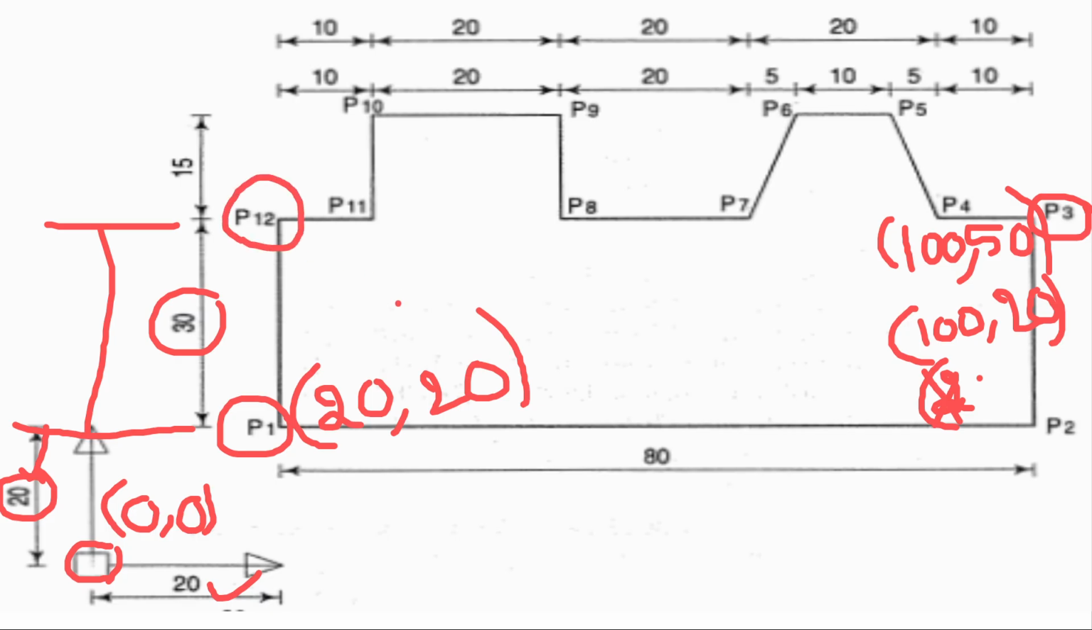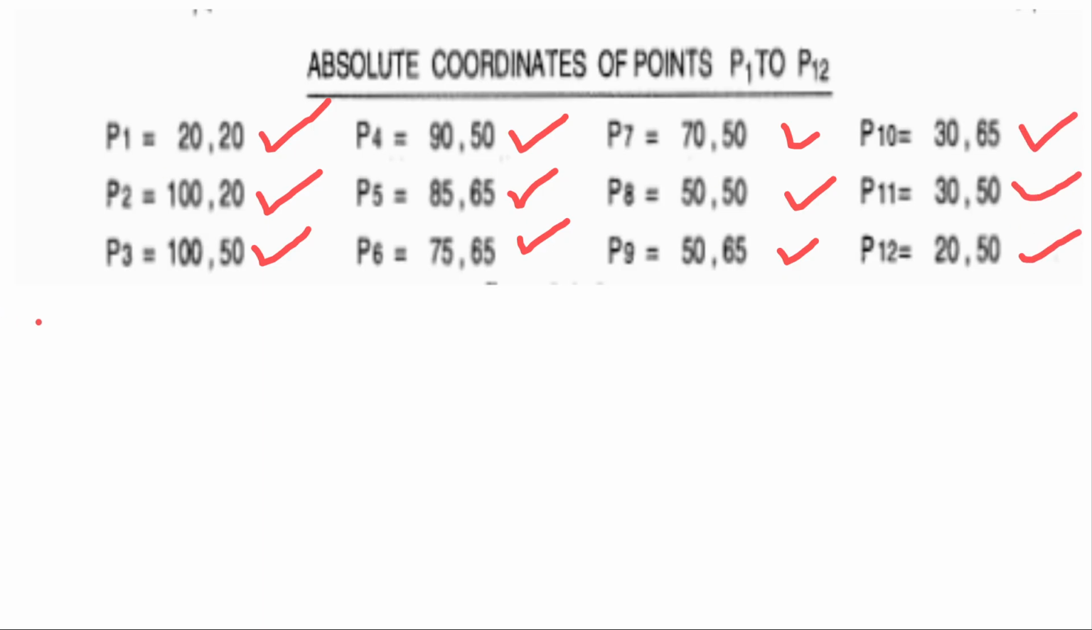So that means whatever coordinate points are there, we always need to consider from the origin. Then we will be calling it the absolute coordinate method. So these are the coordinate points we obtained. P1 is at 20, comma 20. P2 is 100, comma 20. P3 is 100, comma 50. P4 is 90, comma 50. P5, P6, P7, P8, P9, P10, 11, and 12. These are all the coordinate points we obtained by the absolute coordinate method.